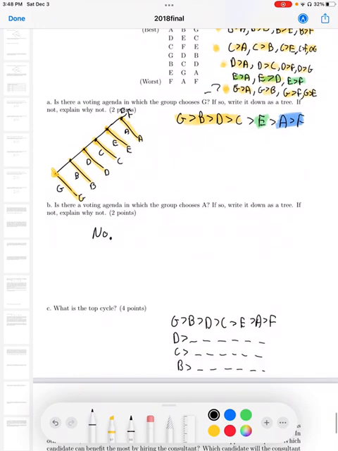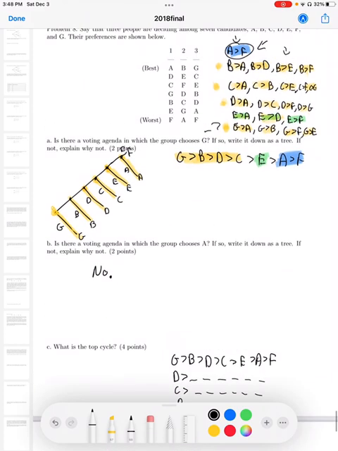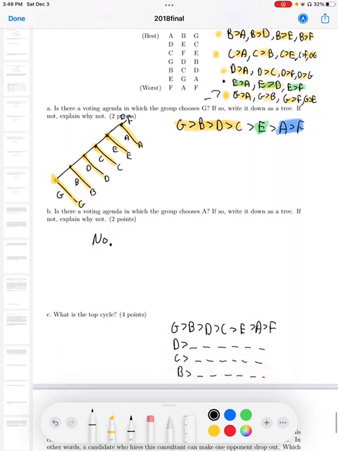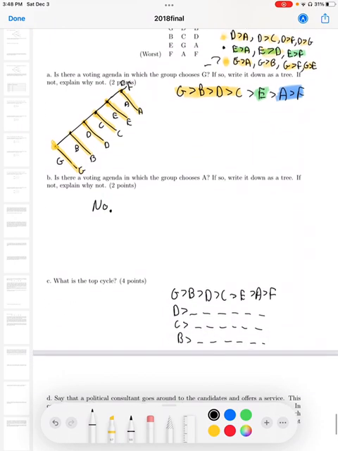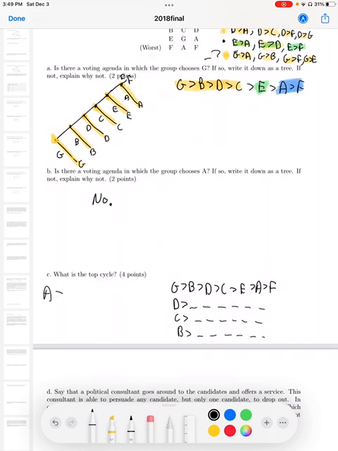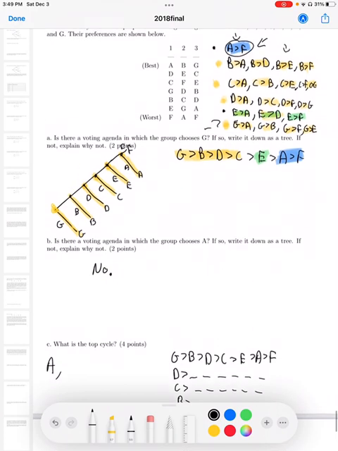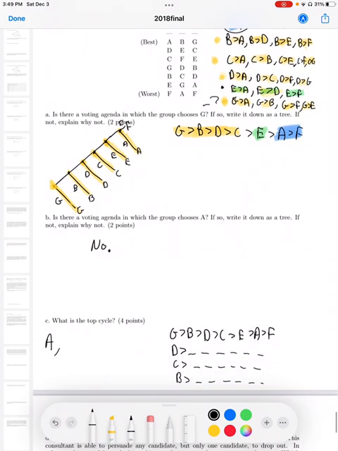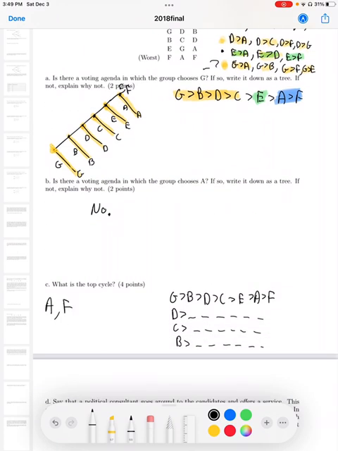Now, the only candidates that are left over are A, E, and F, which we don't have. So we already said that A cannot have a voting agenda in which they choose A. So they're never going to choose A. A is never going to win. So therefore, A isn't part of the top cycle. And now, let's see. Now F doesn't dominate anything. So A and F are instantly out.